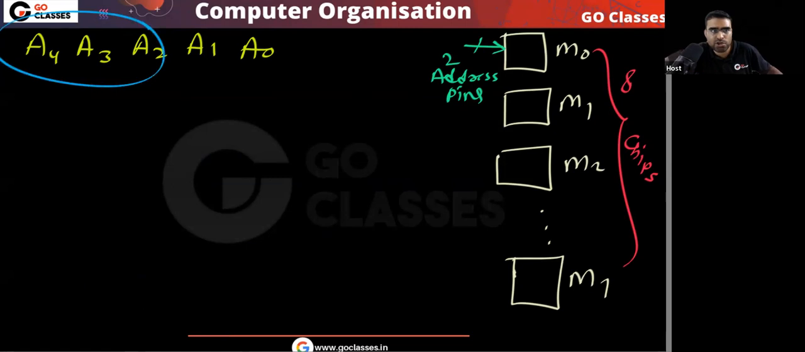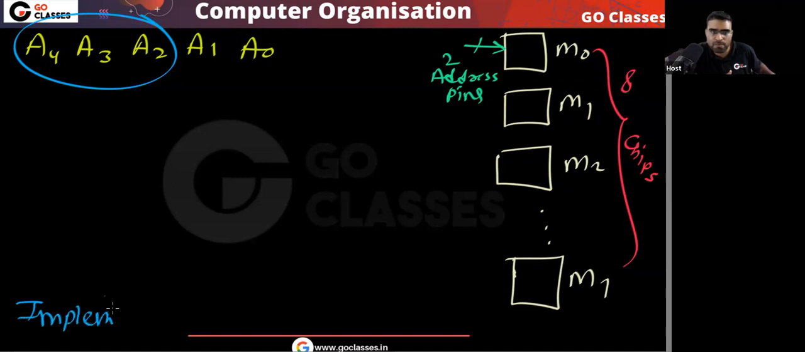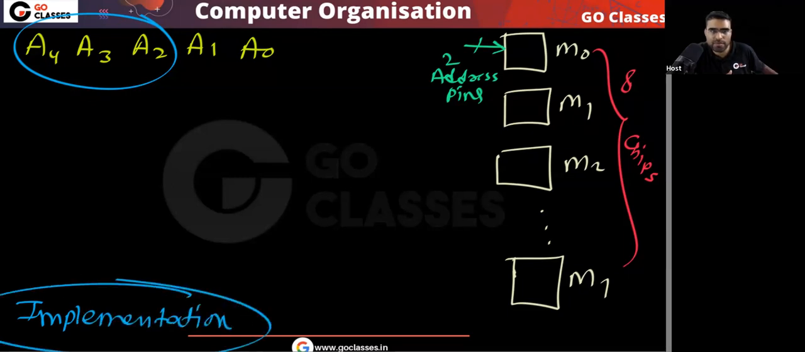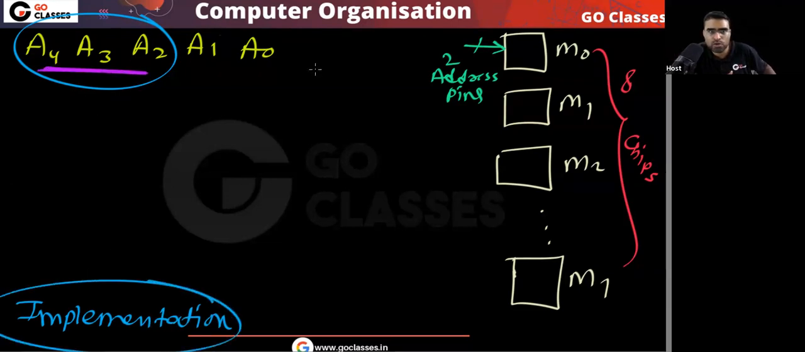Basically, you are using these 3 bits to select a chip. So how will you make the connection? You will use a decoder, right? Now I am telling you the implementation. The implementation is like this. These 3 bits you are using to select one of the memory chips.